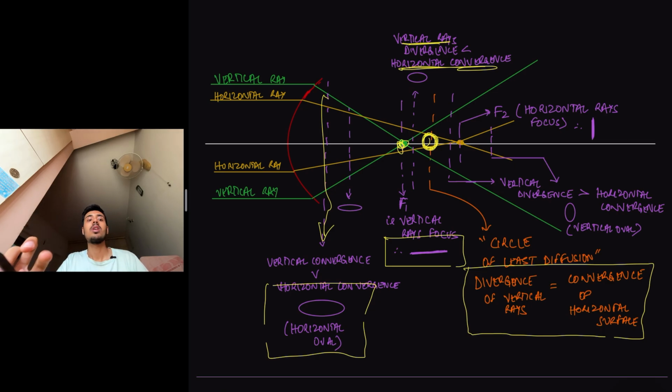Then the vertical rays start diverging and the horizontal rays have converged, so it starts forming a vertical oval. Eventually, all the horizontal rays converge at a point.